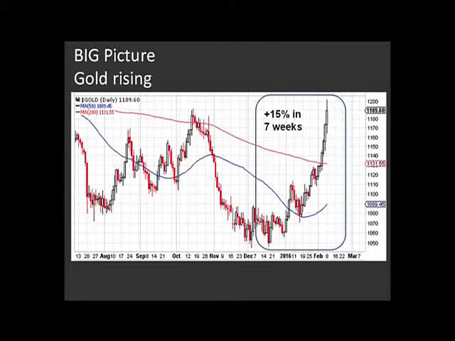Now, you've got to say to yourself, why? What's the reason for this? Yes, the dollar has weakened very marginally over the last week or so, but nothing like enough to warrant a 15% gain in the gold price.